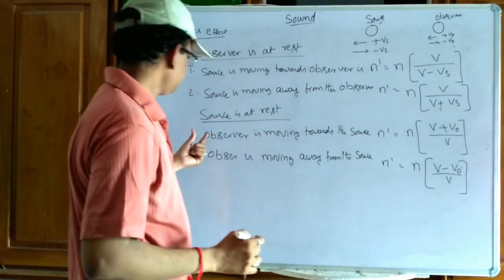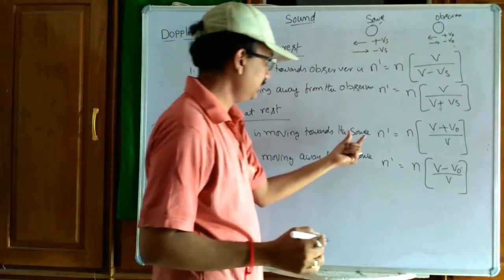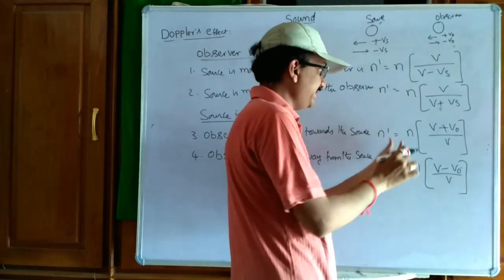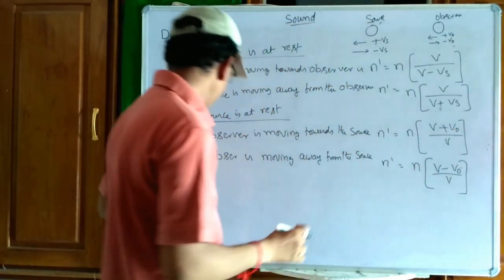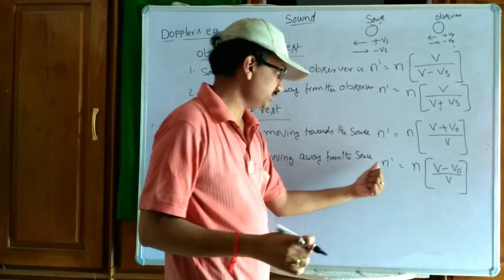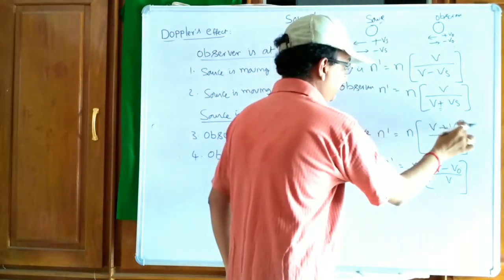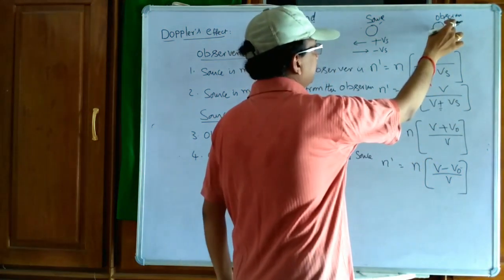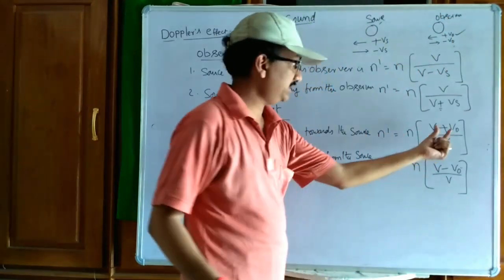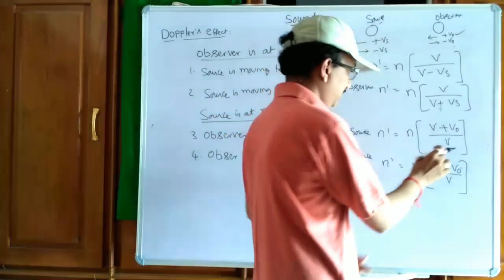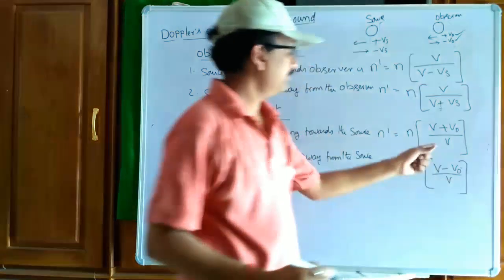Now the source is at rest, and the observer is moving towards the source: n dash is equal to n into V plus V naught by V. And the observer is moving away from the source: n dash is equal to n into V minus V naught by V. Here plus V naught means the observer is moving towards the source, which is left hand side. Here I consider plus V naught, and the observer moving away from the source is minus.